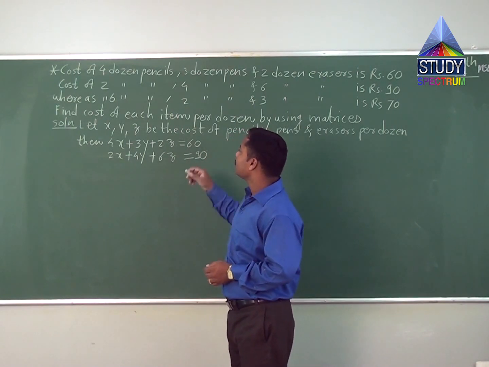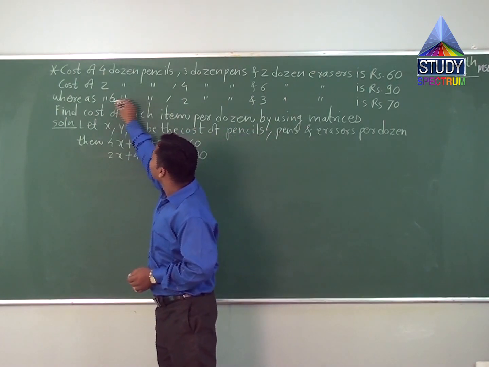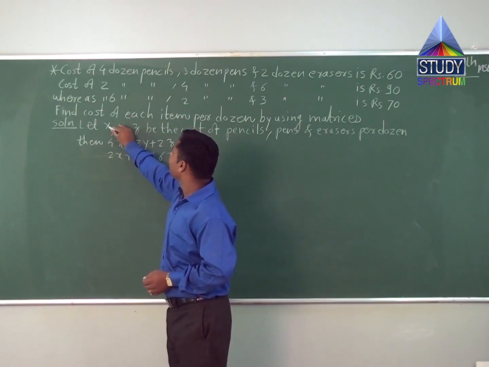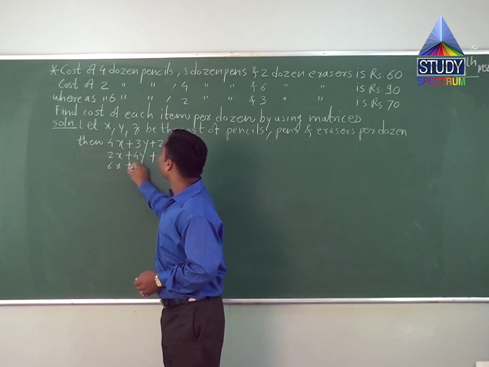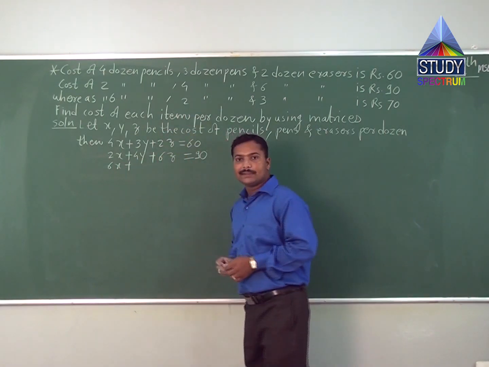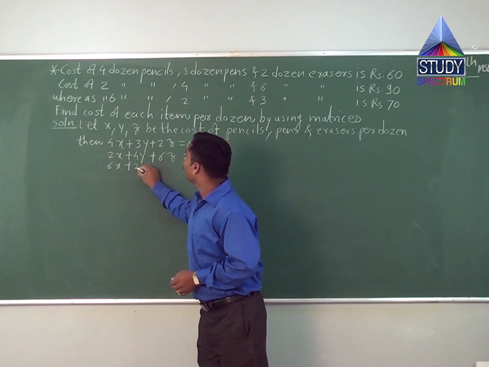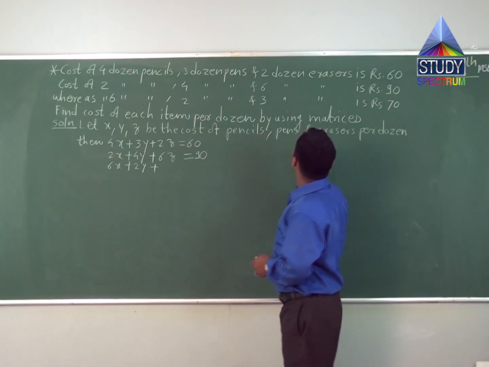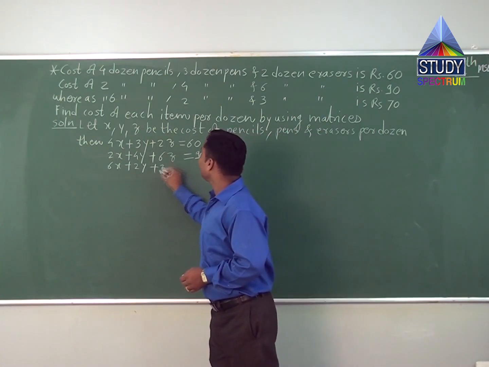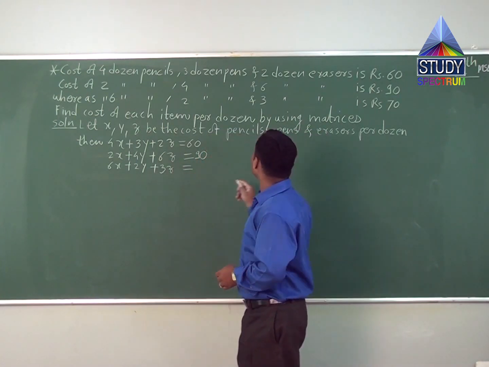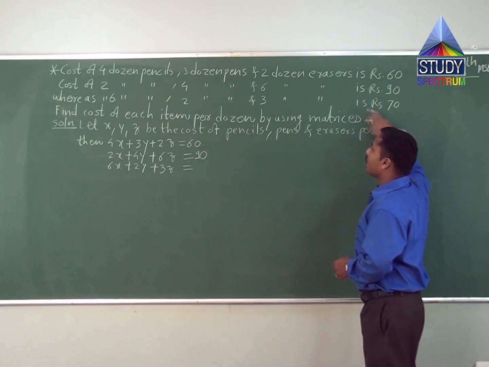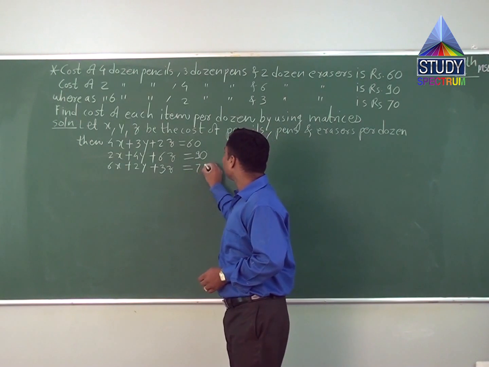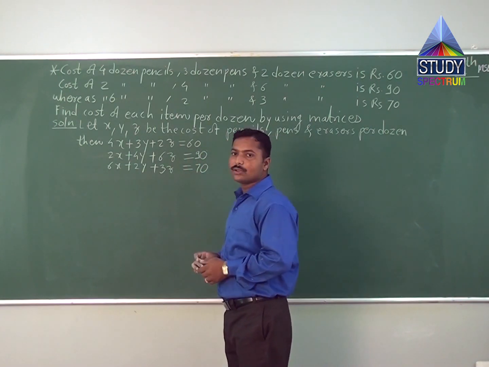And the last equation: 6 dozen pencils means 6 into x, plus 2 dozen pens means 2y, and last 3 dozen erasers means 3z, equal to total what value? Total addition is rupees 70. So equal to 70. So we get these equations.